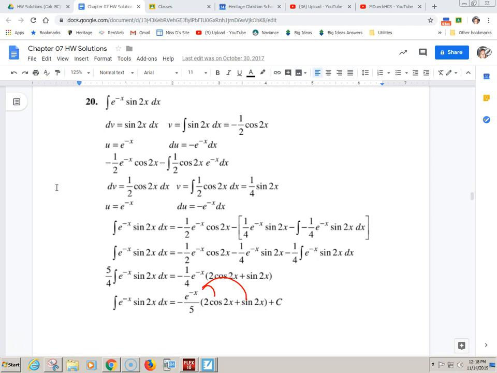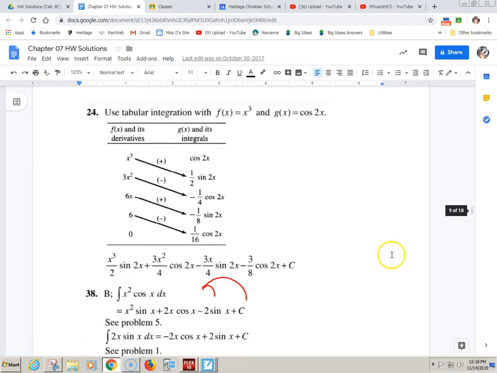There we go. Do we have more evens? Is my computer frozen? Yes, that's fine. Okay. Tabular method. Who is this guy?